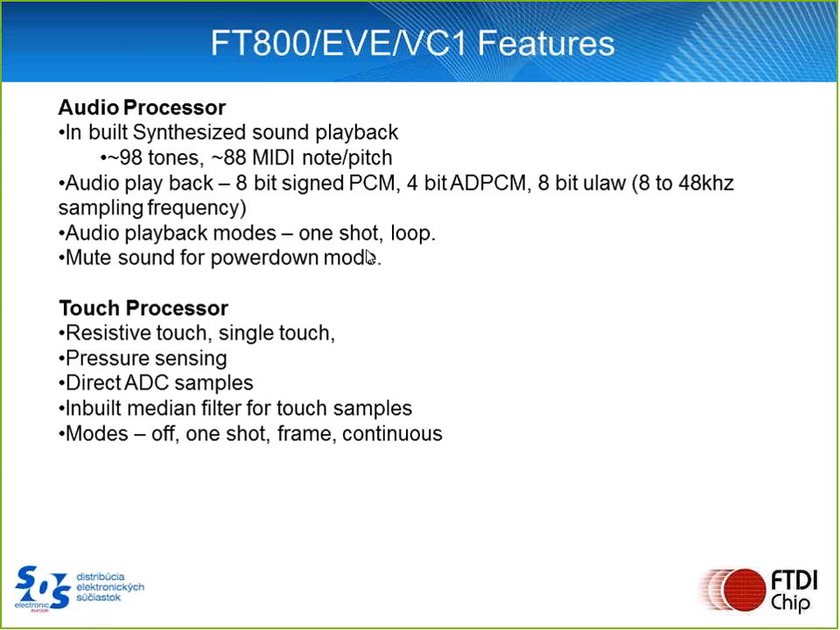Okay, so we've covered the graphics of the 800. Now we're going to look at audio and touch. The audio is inbuilt synthesized sound playback, so it has, just like the widgets, stored information on the ROM. The playback is 8-bit signed PCM, and there's 4-bit ADPCM sample, and the sampling frequency is between 8 and 48 kilohertz. The playback modes are one shot and loop, and you can mute sound on a power down.